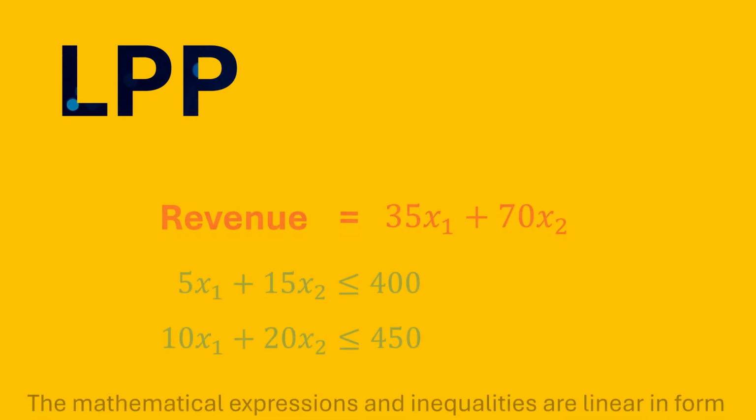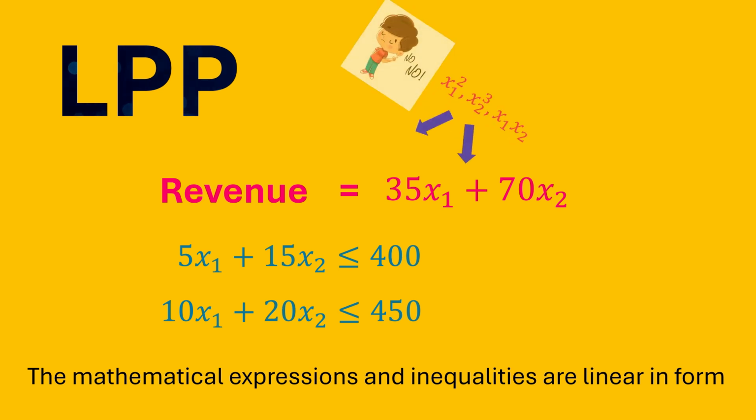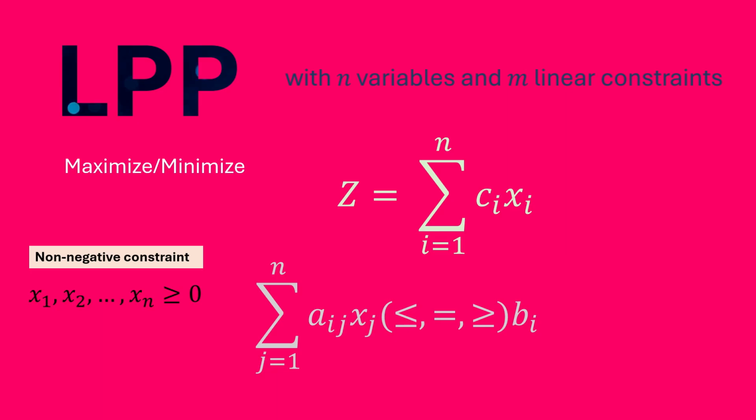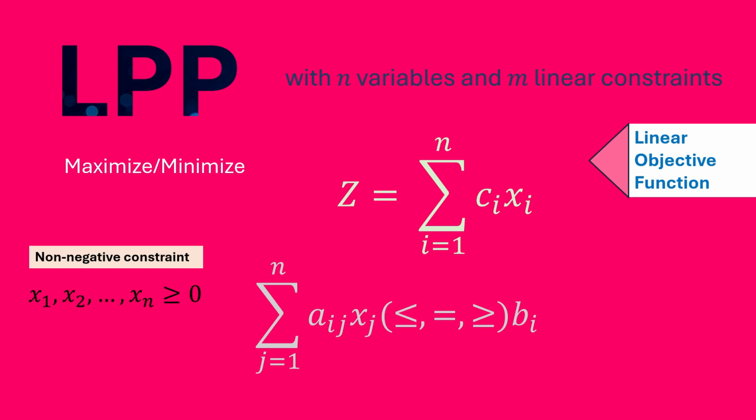When the mathematical expressions and inequalities are linear in form, that is, we cannot have powers of x1 and x2 or their product in these expressions, then the mathematical programming problem is called a linear programming problem. This is how we can write any general LPP with n variables and m linear constraints. We have the linear objective function which we try to minimize or maximize, and we have some equality or inequality constraints to satisfy. Let's review some of the key elements of a basic LPP.